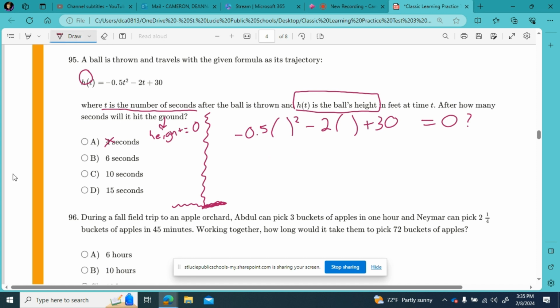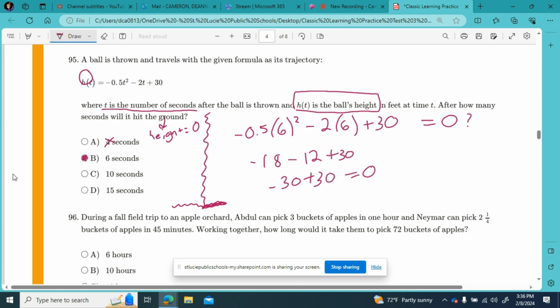it says 6. I'm just going to plug in a 6 really fast. And 6 squared is 36. Half of 36 is 18. Positive times a negative is negative. Minus 2 times 6 is 12, plus 30. Does this equal 0? Negative 18 minus 12, signs are the same, so you add them up. 18 plus 12 is 30. So you got negative 30 plus 30 does indeed equal 0. So we found our answer with a guess and check.